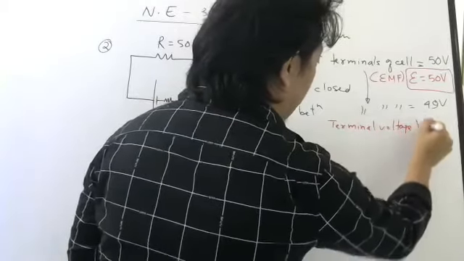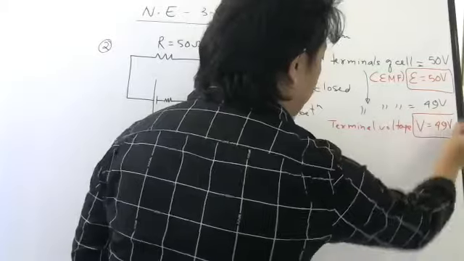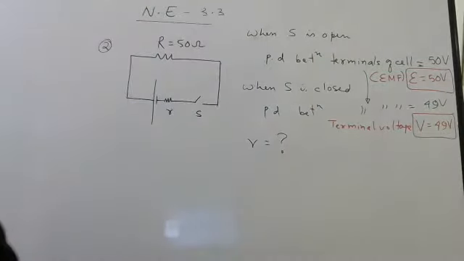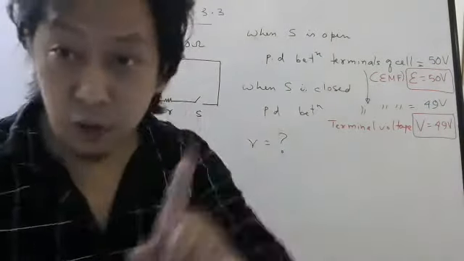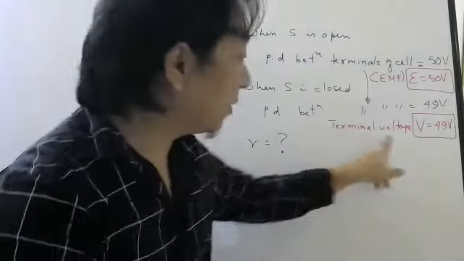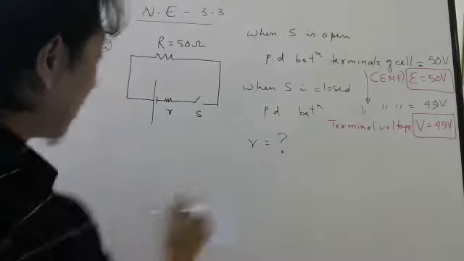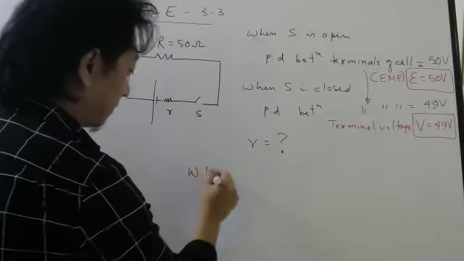And for that we write V. So V is 49 volt. Okay, so the first sentence gives you EMF. Second sentence, when it is closed, it gives you terminal voltage. Now we have to find internal resistance. Let us see what formulas we know.